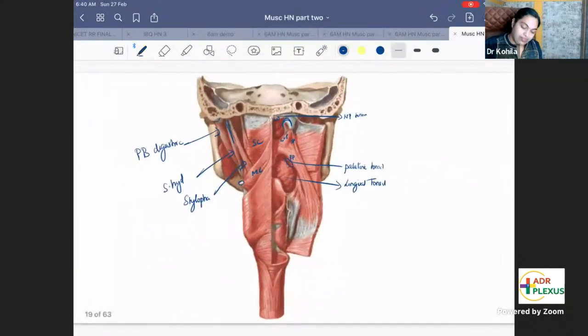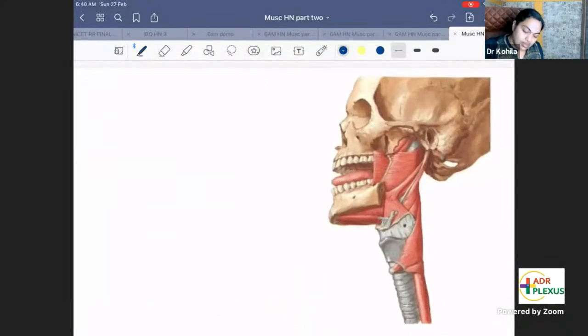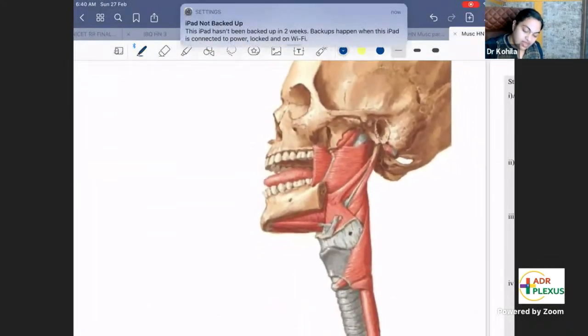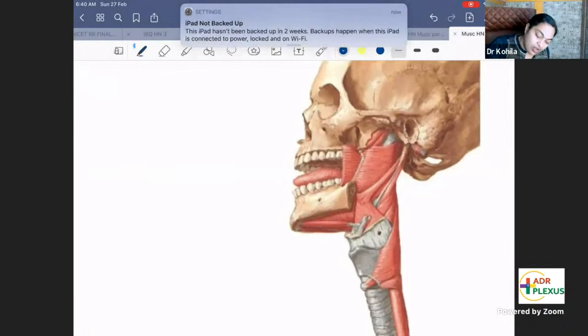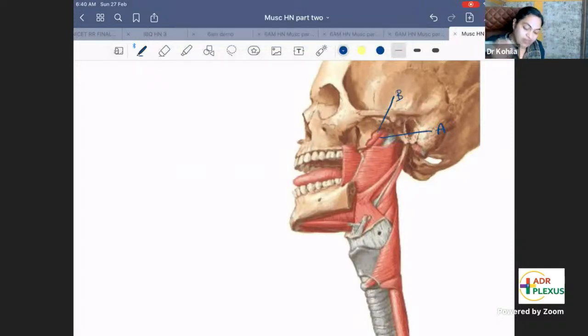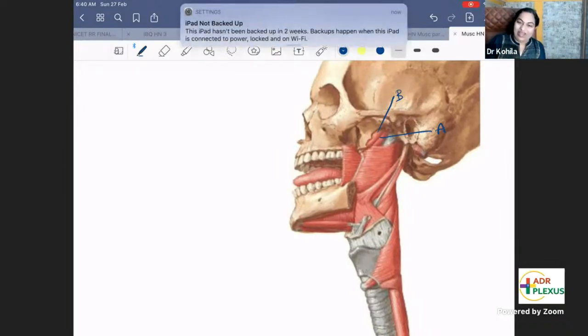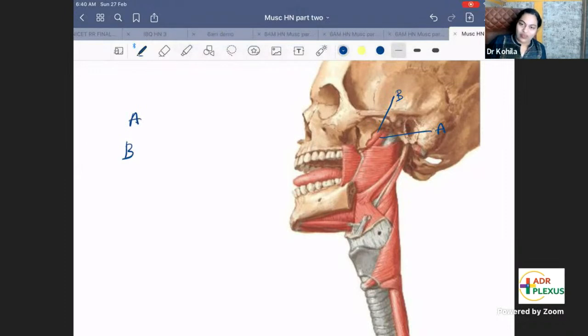Okay. Yeah, this is a very nice picture here. You have to tell me what is A and what is B here. This is A, this is B. Come on, tell me. If you understand just this, superb. What is A, what is B? Yes, waiting for you. This is superior constrictor.